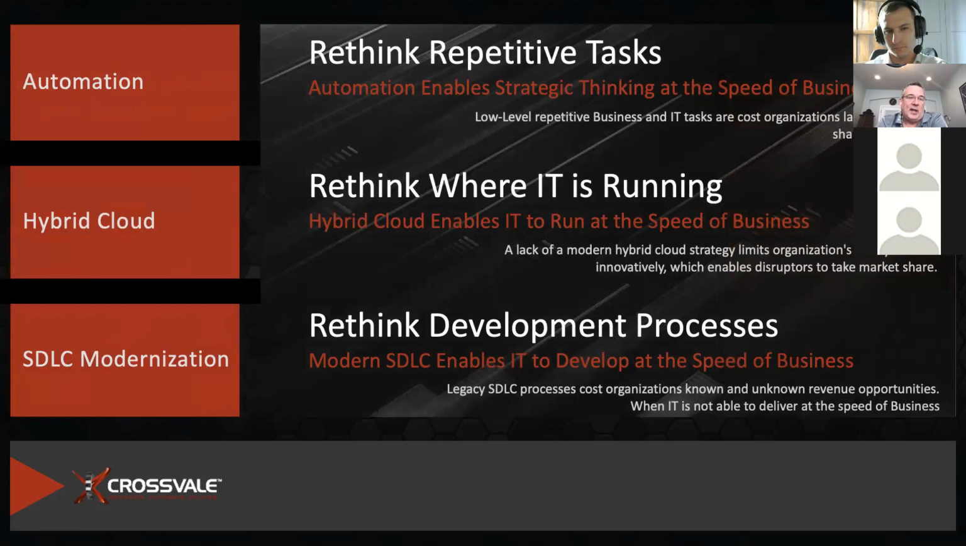So Crossvale takes a look at your environments in 3 different ways. We focus on automation, hybrid cloud, and your software development lifecycle modernization. We find there's a lot of places you can focus, but customers we work with get the most value out of focusing on automation. How do they then move applications to hybrid cloud so they can get the most out of cloud native development and the self-service aspects of the cloud, and also have access to all of the integrations that are available out there, as well as then modernizing your SDLC.